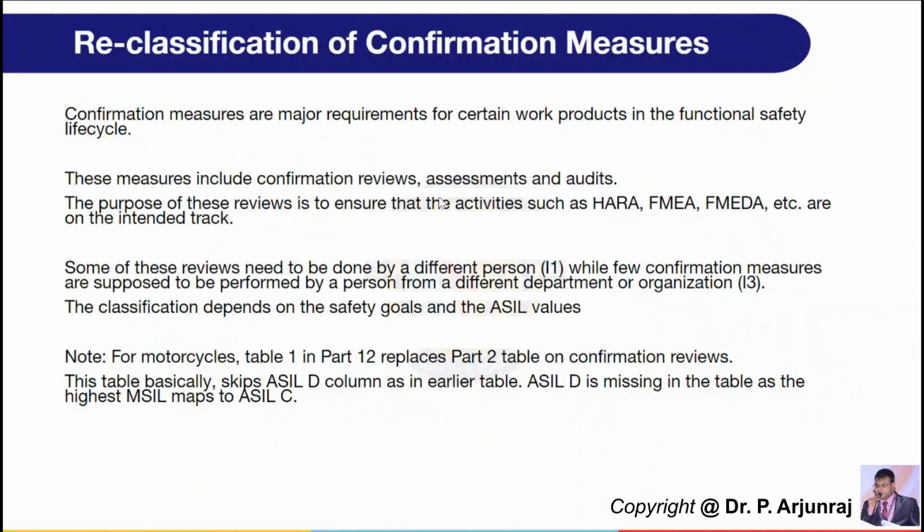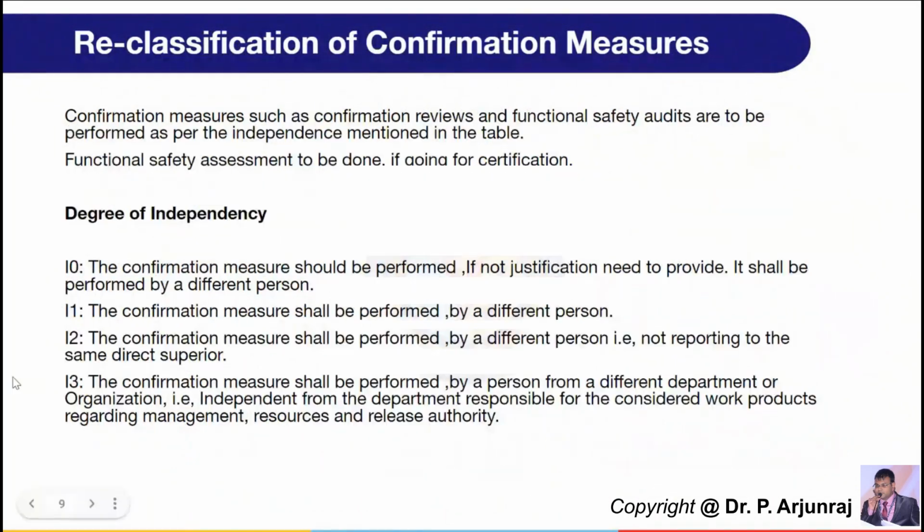If I give you more examples, it might slightly confuse you. So that's why I'm doing it in that way. Okay, so here we have a degree of independence, which means for this confirmation measure, we need to have a degree of independence. So you have totally 4 points in this.